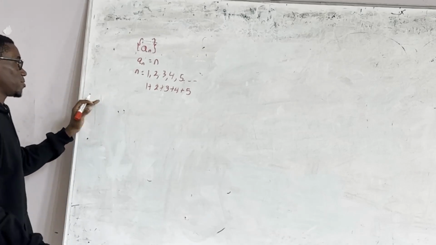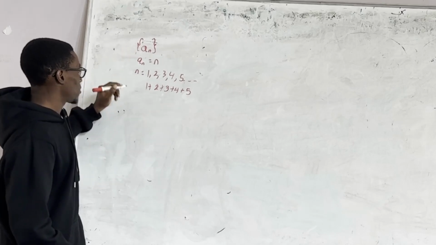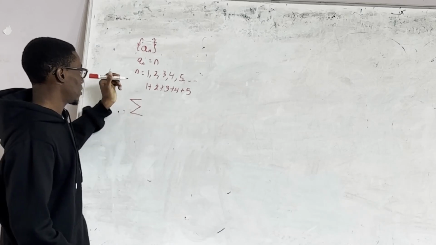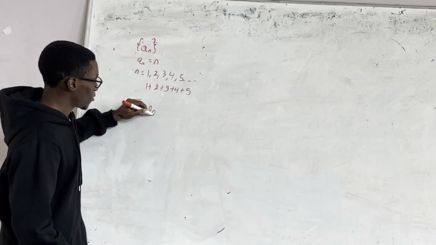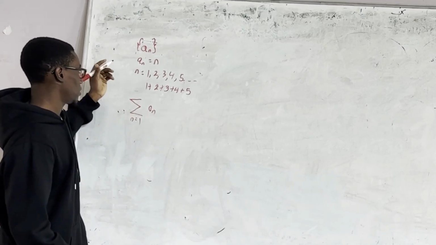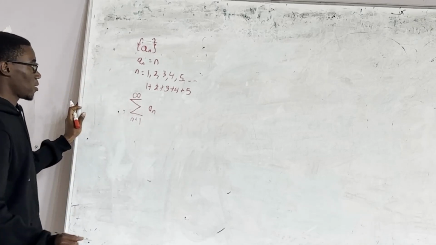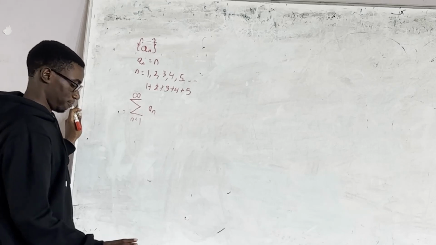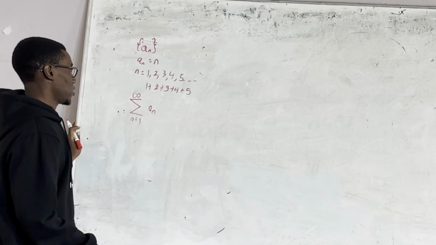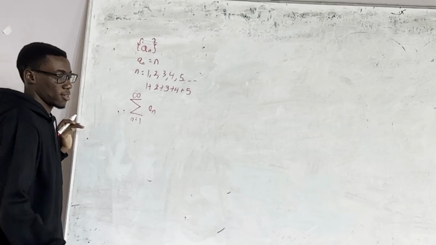The general notation is, let me say this is the sequence, and the series is sigma of A of n, from n is equal to 1. It's an infinite series, so to infinity. What we're going to look at now is convergence and divergence.